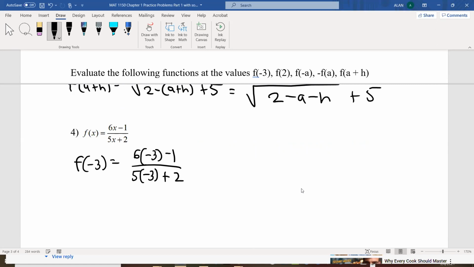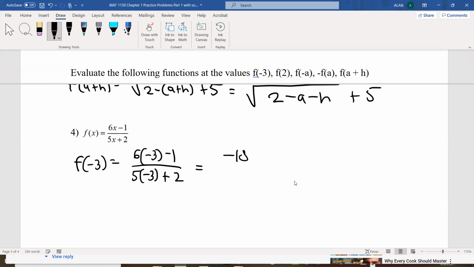So you can see literally all we're doing is replacing the x's with -3s. And we're hoping that we don't end up with a mess. It's possible that we'll end up with a mess. As long as we don't end up with a result that is undefined, like division by 0 or the square root of a negative number, we should be okay.